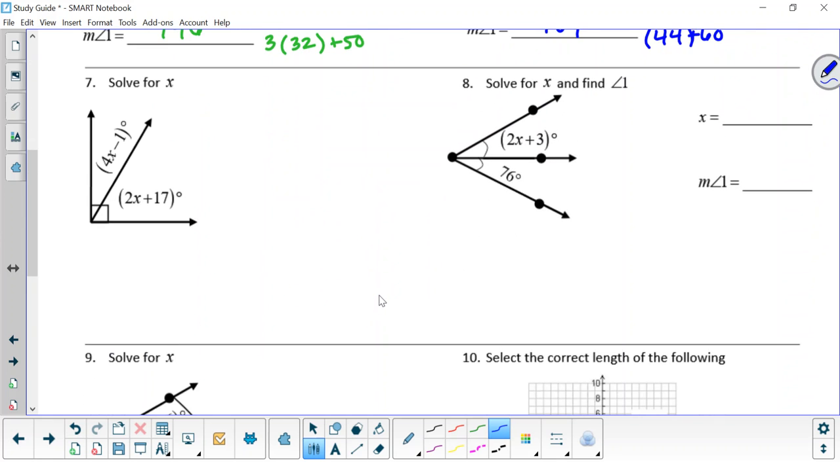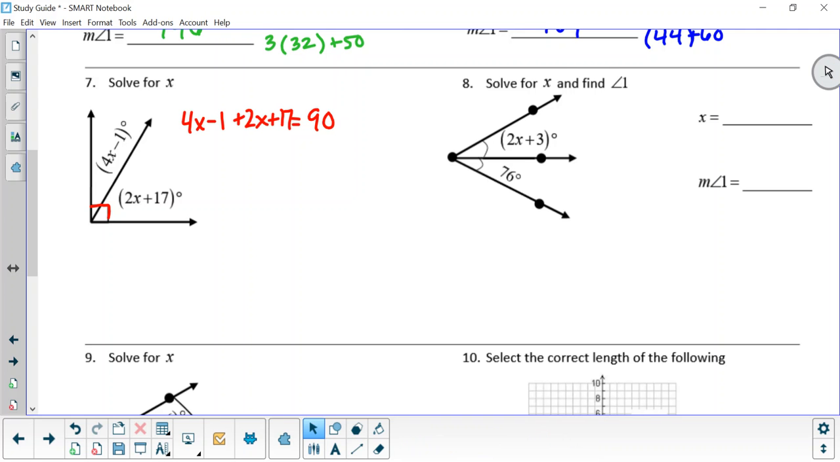All right. Problem 7 is just asking us to solve for x. So we have to figure out what type of angle is problem 7. Well, I notice here that it has a box. And I know my box is equal to 90. So I'm going to take each of my parts, 4x minus 1 plus 2x plus 17. Move this so I get a little bit more space here.